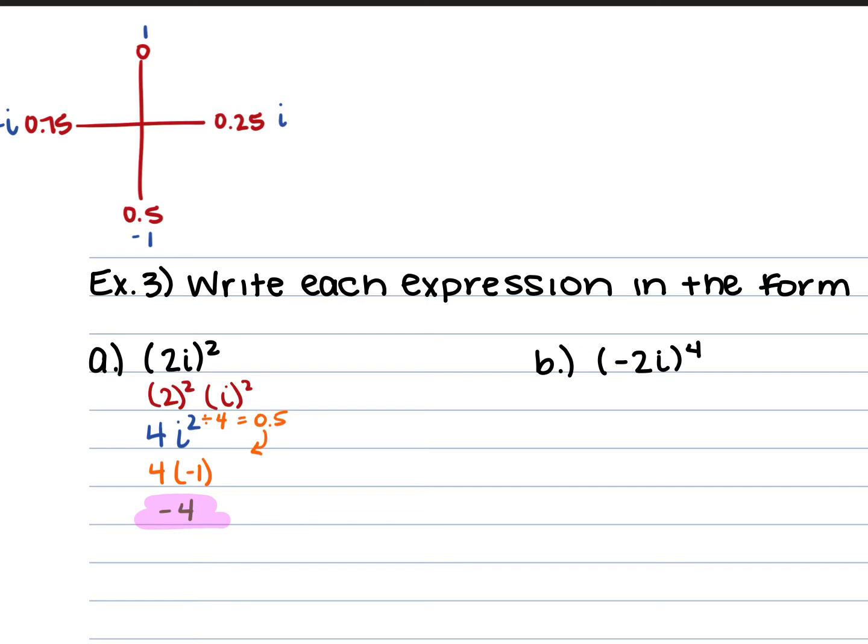For example B here, we have negative 2i raised to the 4th power. So this is saying take the negative 2, raise it to the 4th power, take the i, raise it to the 4th power. That negative 2 to the 4th power, do your negative 2 times negative 2, which is positive 4. 4 times negative 2 is negative 8, times negative 2 is a positive 16. That i to the 4th power, if we divide the 4 by 4, we get 1.0. 0 is 1. So that's 16 times 1, which is just 16.